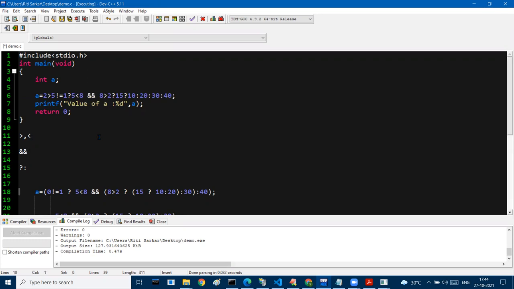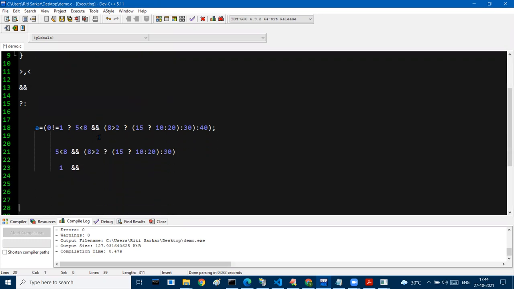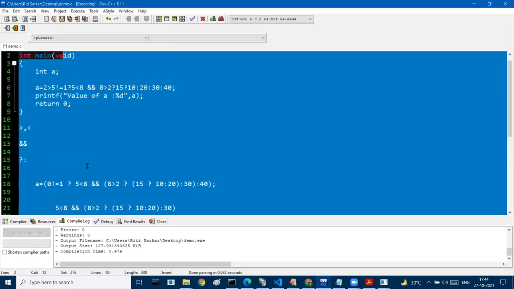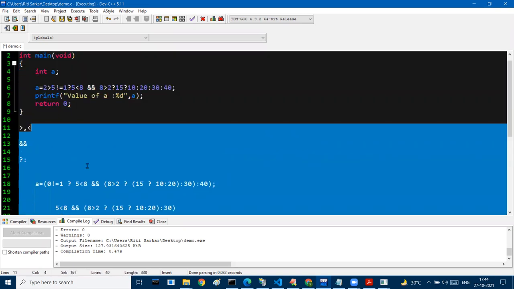Now, if you just give the priority to the conditional operator, then as per our discussion, what result are we getting here? 1, 1, and 10. 1 and 10 means it's a true value. And we thought that 1 should come into the picture, but 1 will never come into the picture. The final result will never become 1. Why?